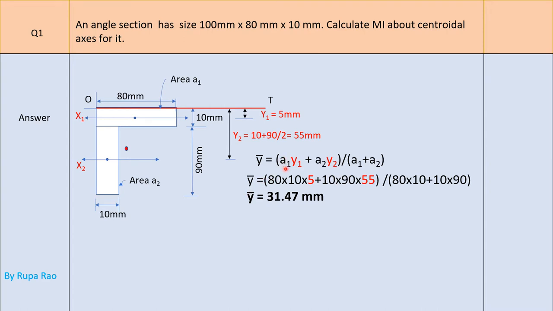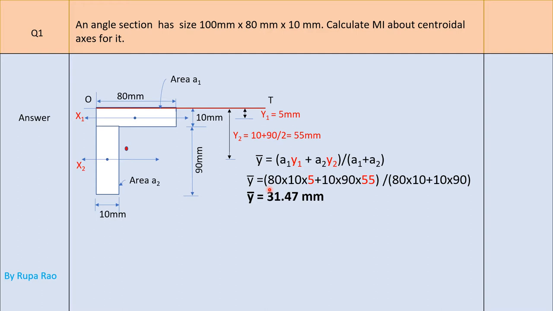Bracket open a1 will be this area, this top horizontal rectangle, I am calling it the area A1. So it will be 80 into 10, that is what I have taken here, 80 into 10 area. Y1 we have calculated here, that is 5. A2 is this rectangle here which I have shown, this vertical rectangle is area A2. It will be 10, this horizontal dimension is 10 and vertical is 90. So 10 into 90 is area A2. Y2 from here, this is 55, bracket close, divided by bracket open, again area A1 is 80 into 10 plus A2 is 10 into 90, bracket close. This is how we substitute the values to calculate the y bar.